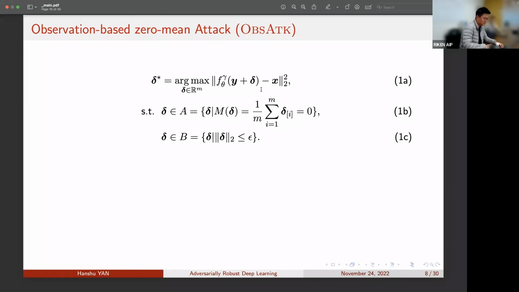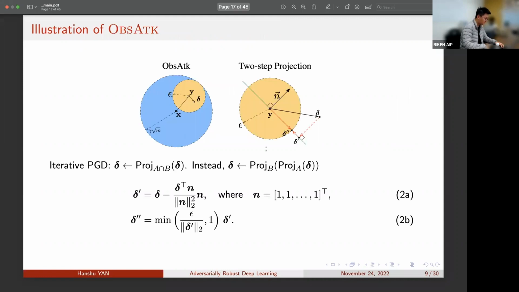So we try to find some perturbation delta that is added to the common noisy image Y, such that it maximizes, meaning it degrades, the restoration quality, and it satisfies two constraints. The first one is the zero mean constraint. The second one is the perturbation strength, which should be bounded by some perturbation budget epsilon. The left picture illustrates the problem: Y is a common noisy image, and we want to find the perturbation based on Y.